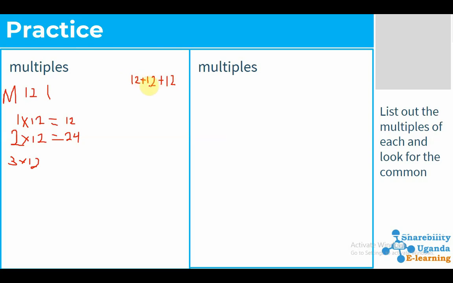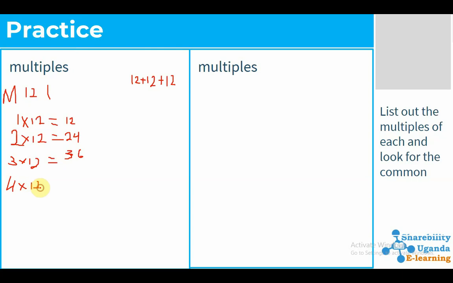What is 24 plus 12? We shall get 36. We shall get our 36. We also say 4 times 12.